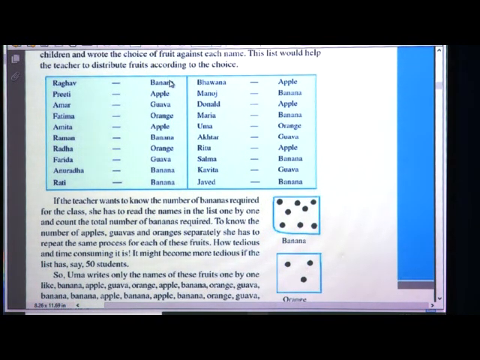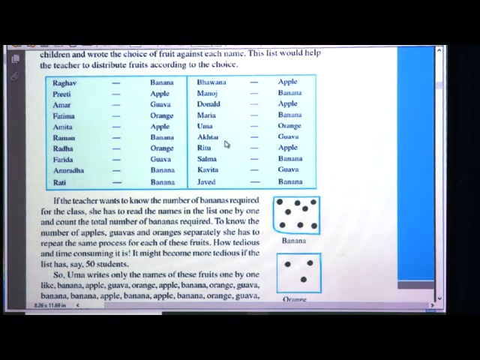So, let us count the number of bananas: 1, 2, 3, 4, 5, 6, 7 and 8, right. To know the number of apples, guavas and oranges separately, she has to repeat the same process for each of these fruits. How tedious and how time consuming it is. It might become more tedious if the list has say 50 students.